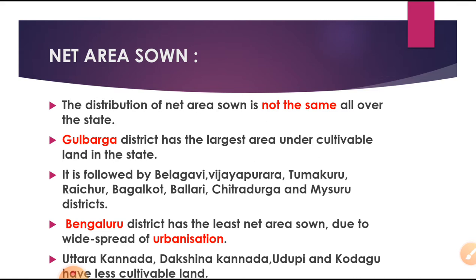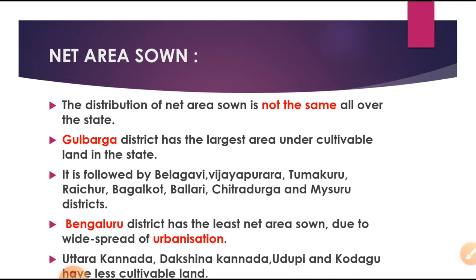As I told you, net area means agricultural land in the state. So distribution of net area is not the same all over the state. Agricultural land or net area or cultivable land is not distributed equally all over the state. Why? Because of the different geographical structure or condition of the state. And few places are urban areas. Urban area uses its land for non-agriculture purpose. That is why distribution of net area is not the same all over the state. From place to place we can see different percentages of net area in our state.